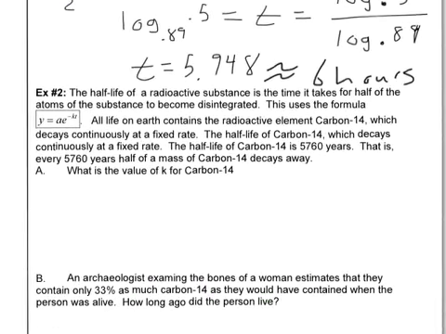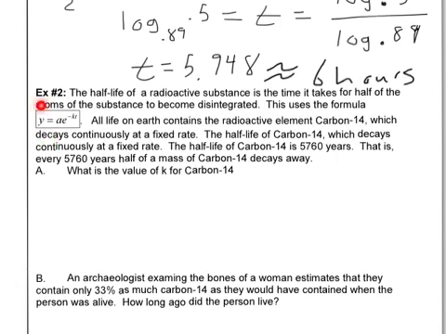Next one says, example number 2, the half-life of a radioactive substance is the time it takes for half of the atoms of the substance to become disintegrated. This uses the formula y equals A e to the negative kt. Okay, so now, look, we're talking about atoms, we're talking about things disintegrating. This is more science. We're going to use this type of formula.